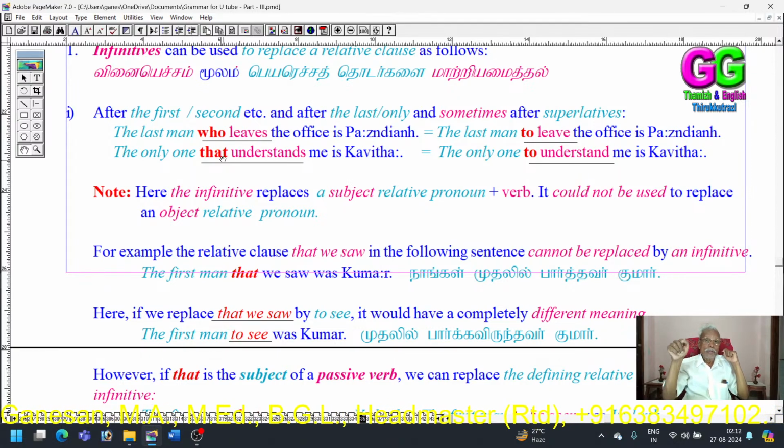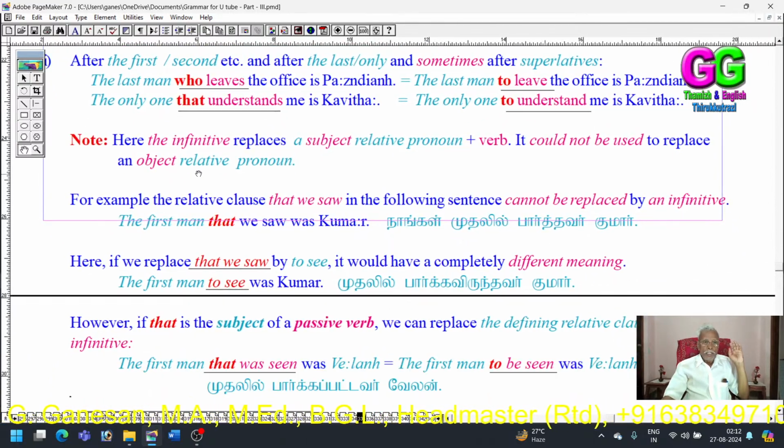using an infinitive. Okay. Again, the last man who leaves the office is Pondian. The last man to leave the office is Pondian. The only one that understands me is Kavida. The only one to understand me is Kavida. "Who lives" to "live"; "that understands" to "understand". Only here the infinitive replaces a subject relative pronoun plus verb.